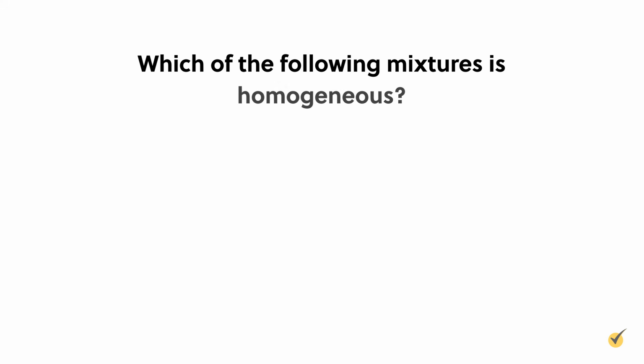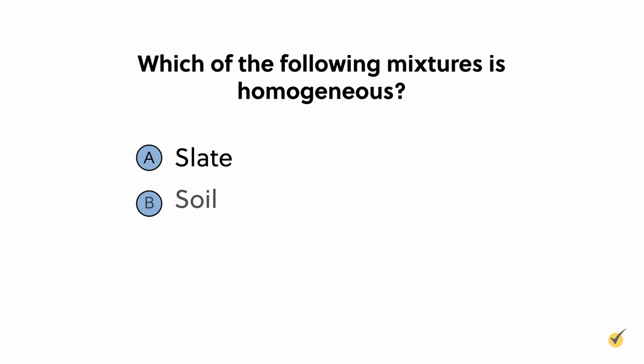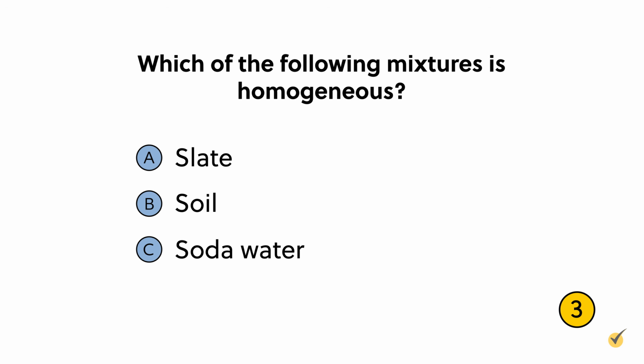Number 3. Which of the following mixtures is homogeneous? A. Slate, B. Soil, or C. Soda water? Soda water is a dilute solution of CO2 dissolved in water, which makes it a homogeneous solution.